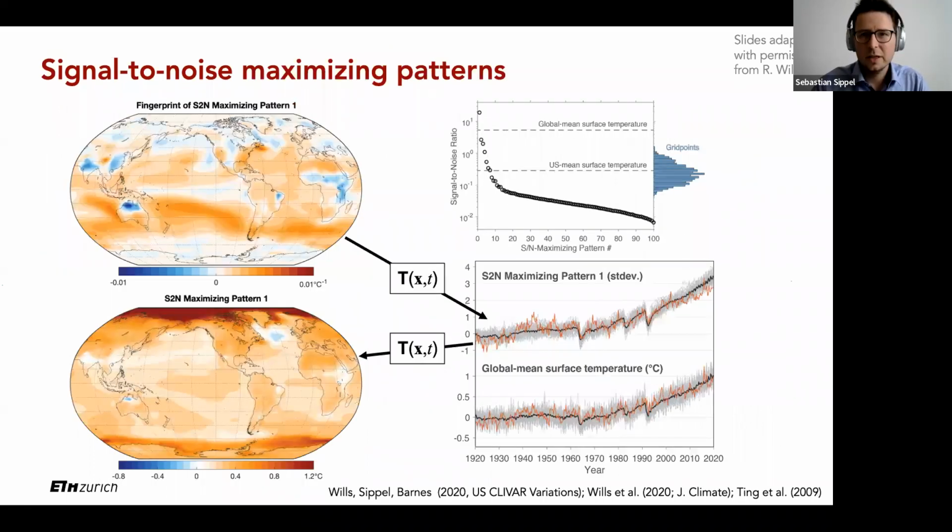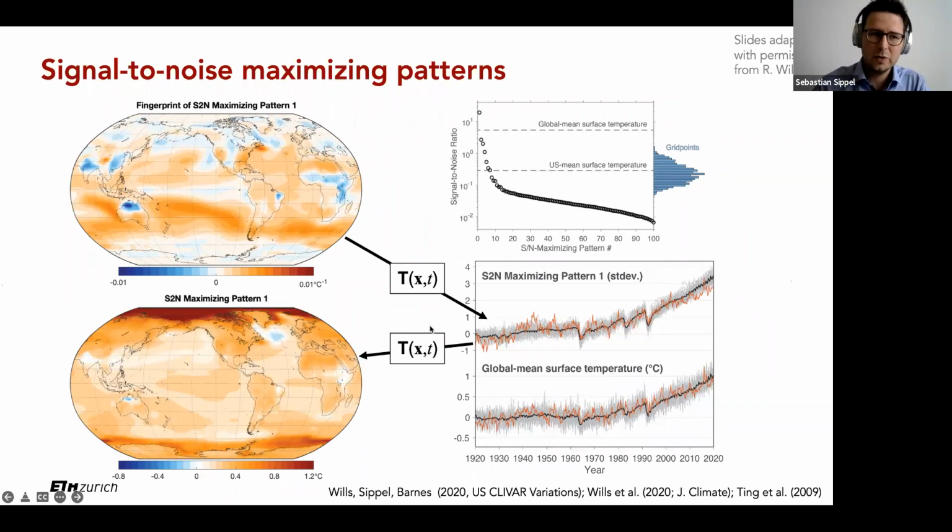Right, so this is the technique, how to come up with these signal-to-noise maximizing patterns. Very briefly, it works in a very similar way to standard detection and attribution. You also have a fingerprint of the highest signal-to-noise, and then you see how the time series associated with this fingerprint pattern varies in individual ensemble members, and how you can maximize this relative to the ensemble mean.